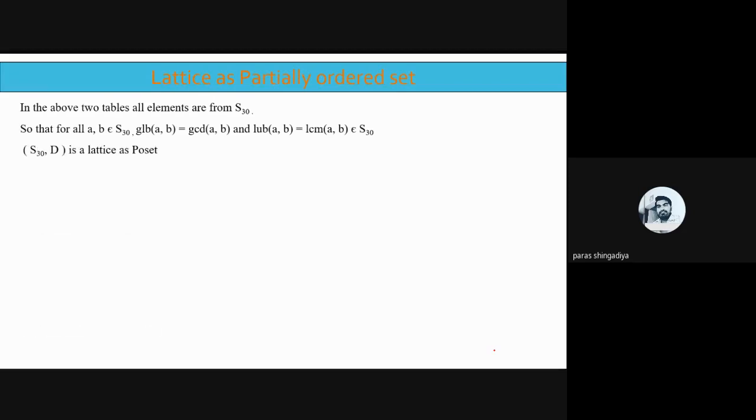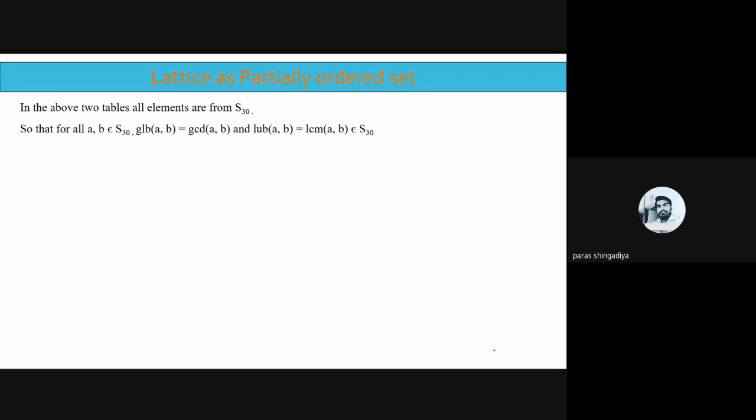And it is already a partially ordered set. We can easily verify it is reflexive, antisymmetric and transitive. And here the GLB and LUB also belong to S30. So we can say that (S30, D) is called a lattice as a poset. So this is the solution of question 1.